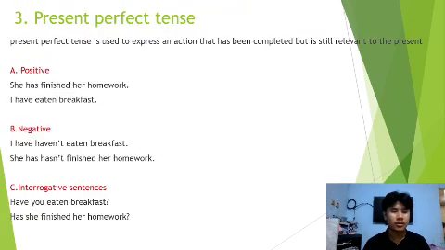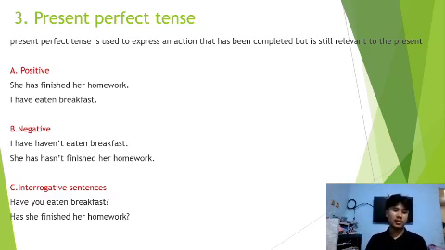The next, present perfect tense. Present perfect tense is used to express an action that has been completed but it is still relevant to the present. Example positive sentence: she has finished her homework. I have eaten breakfast. Negative: I haven't eaten breakfast. She hasn't finished her homework.